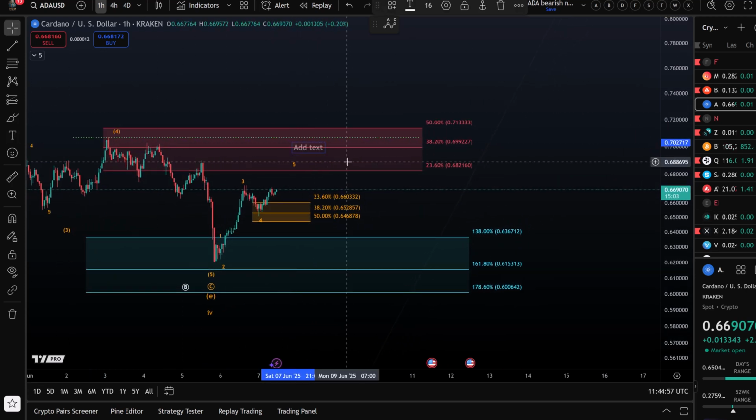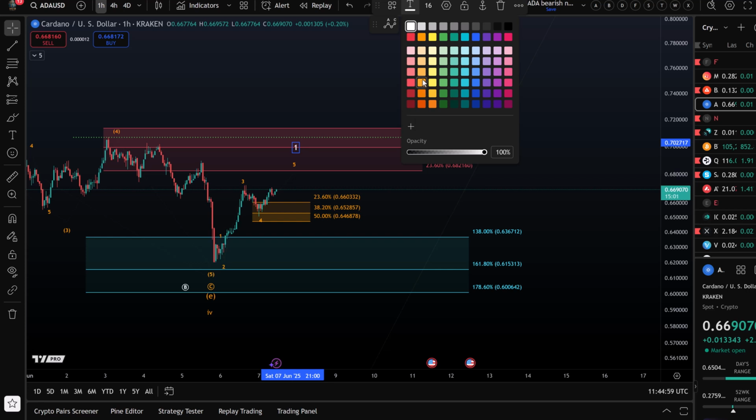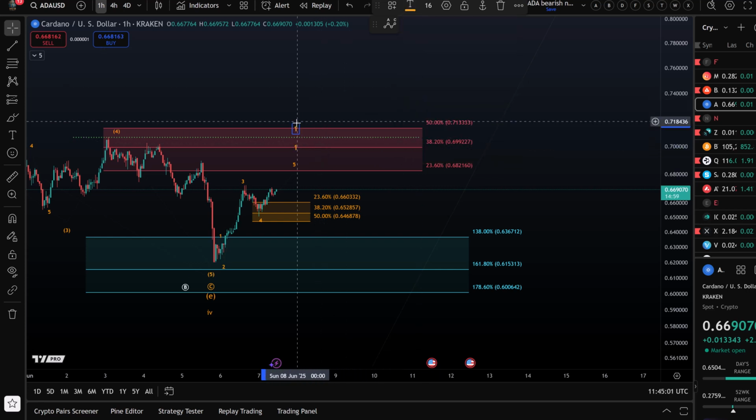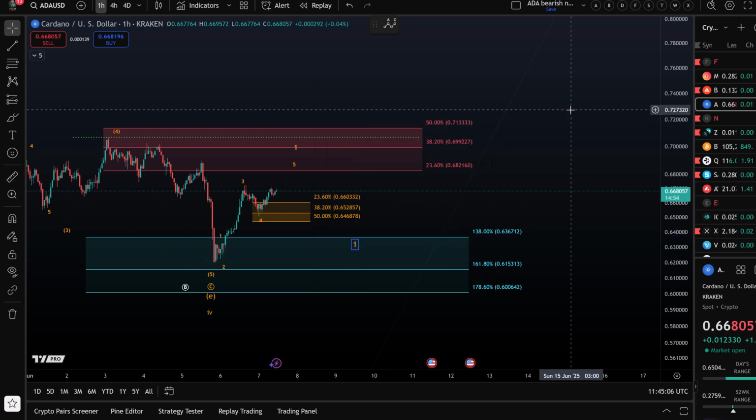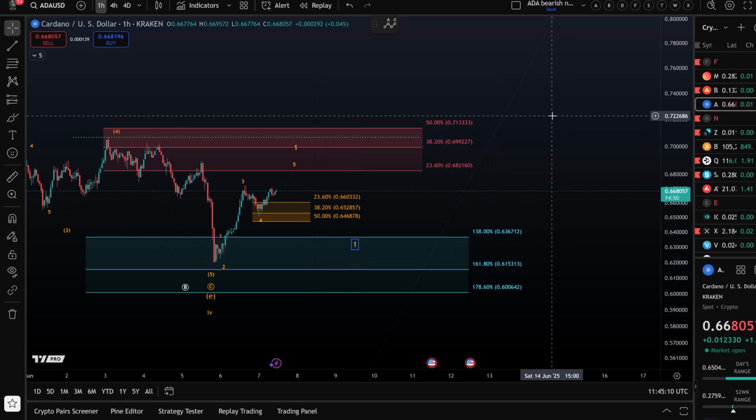So once we have that, we can call that wave 1. So that's 5 waves in wave 1. And then I will add again support for a wave 2. Maybe there's going to be another 1-2 setup. I'm tracking something similar on several other charts, like the Solana chart, the SUI chart, the Bitcoin chart itself. So yeah, that's at the moment what I'm looking at here on the ADA chart.